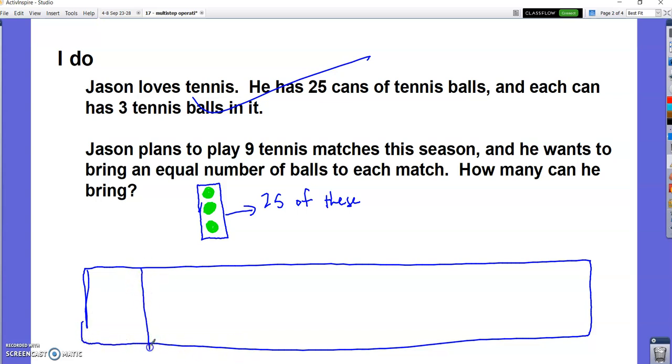My calendar. 1, 2, 3, 4, 5, 6, 7, 8, 9. Yeah. So he's got these 9 tennis matches coming up on his calendar.